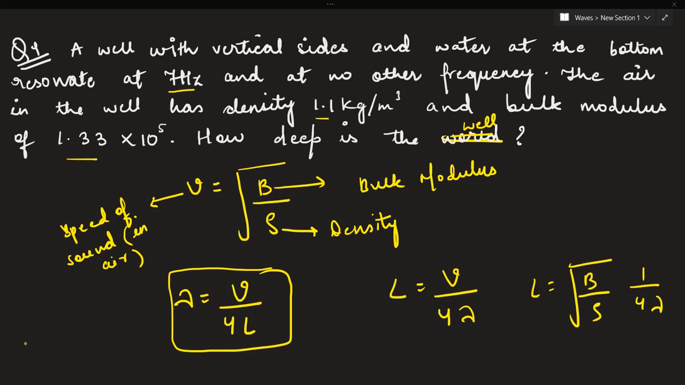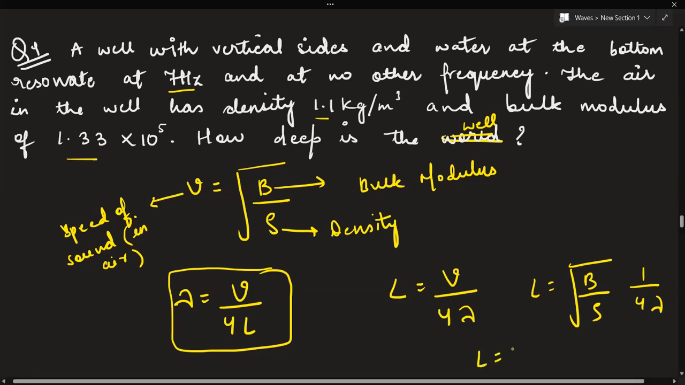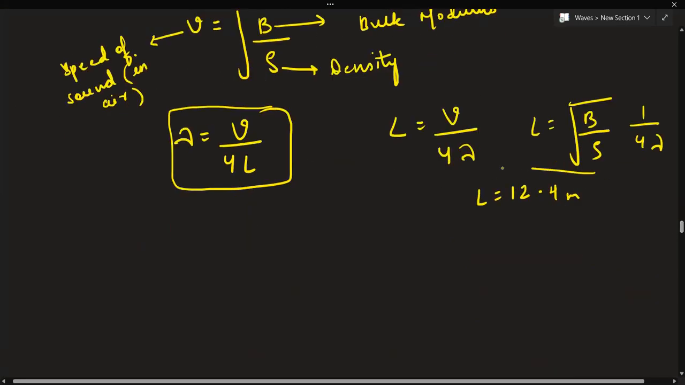12.4 meters. How much? 12.4 meters, yes. 12.2 or 12.4 meters. It should be 12.2, I think. So this is also right. It will be 12.4 meters. So this is clear to you? How have we calculated the length of the well?